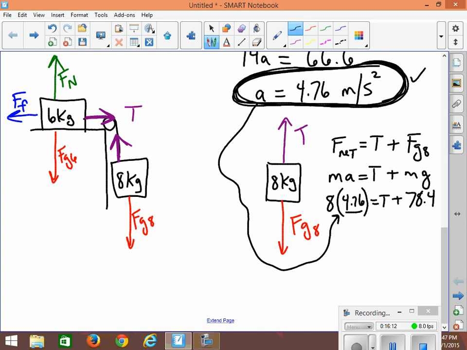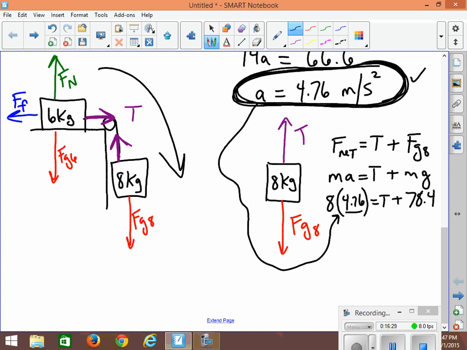We also put 78.4 positive, because even though it looks like it's down, down is not part of our reference frame anymore. It is contributing, remember, to the clockwise motion of the system. So it's also a positive number.